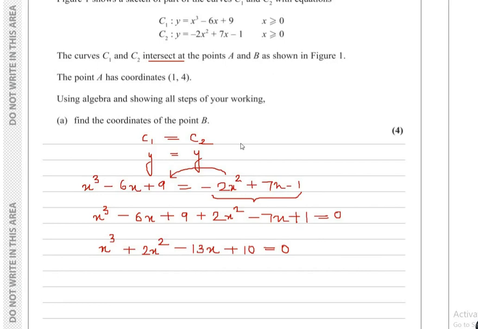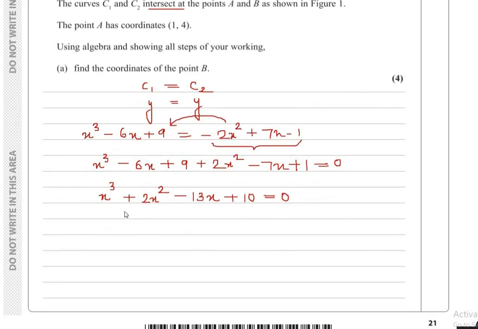You can use the long division method or any other factorization method, but here I am going to do the long division method. For that I need a divisor to divide this equation. I am going to choose the x coordinate which they have given for point A, that is x equal to 1. Let us just try it out.